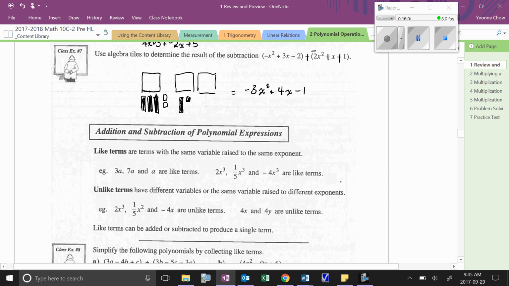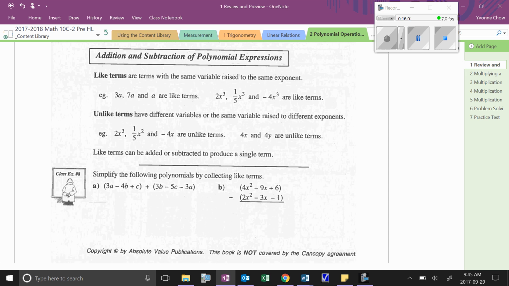Okay, so if we were adding and subtracting without the algebra tiles, of course, we're paying attention to like terms. So like terms we talked about previously, they have the exact same variables with the exact same combination of exponents. So we're not paying any attention to what the coefficients are, only to the exponents. So unlike terms may have different variables or the same variable but different exponents.